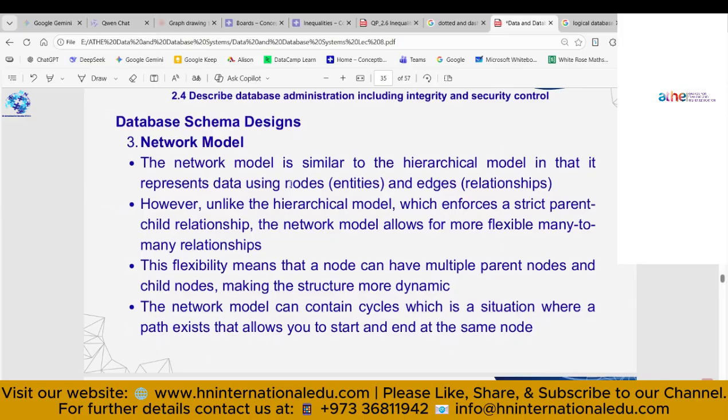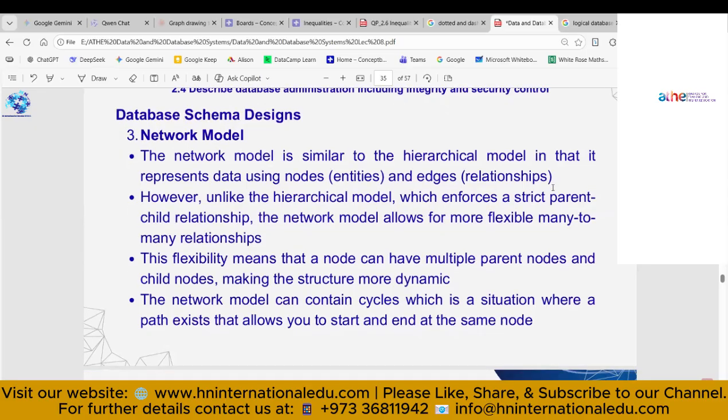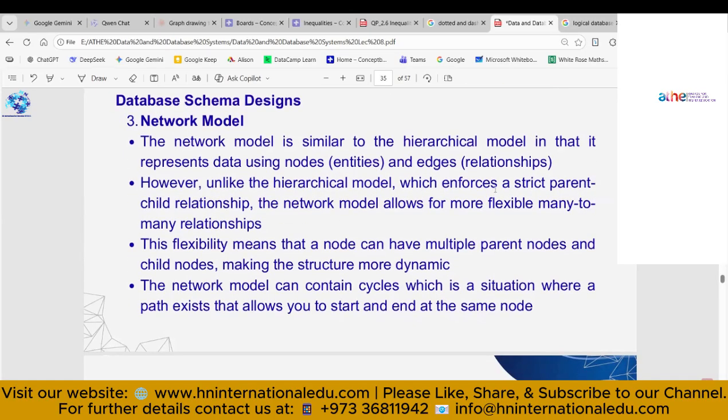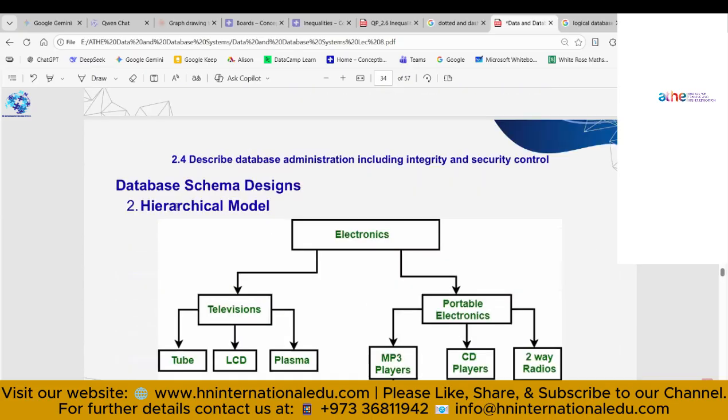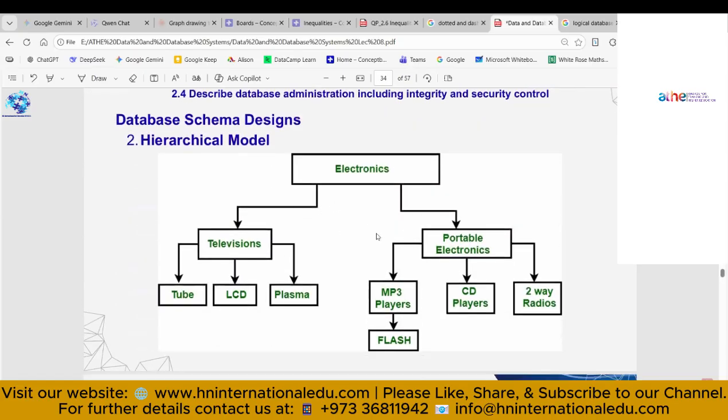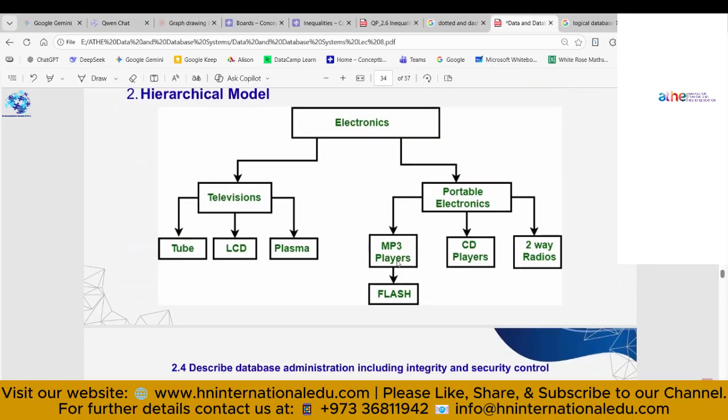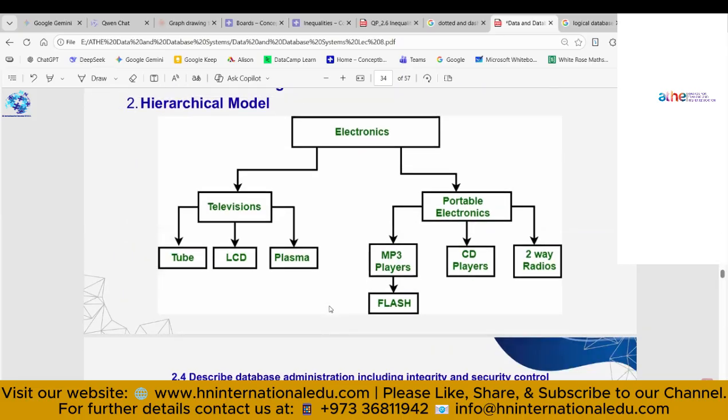Then we have the network model. It's similar to the hierarchical model in that it represents data using nodes or entities and edges or relationships. But unlike the hierarchical model, which enforces a strict parent-child relationship, the network model allows for more flexible many-to-many relationships. In the hierarchical model, you can only have one-to-many relationships: one parent, many children. Again, the one television, many children. So again, this MP3 player is one parent and this one children, or it could be any other children also.